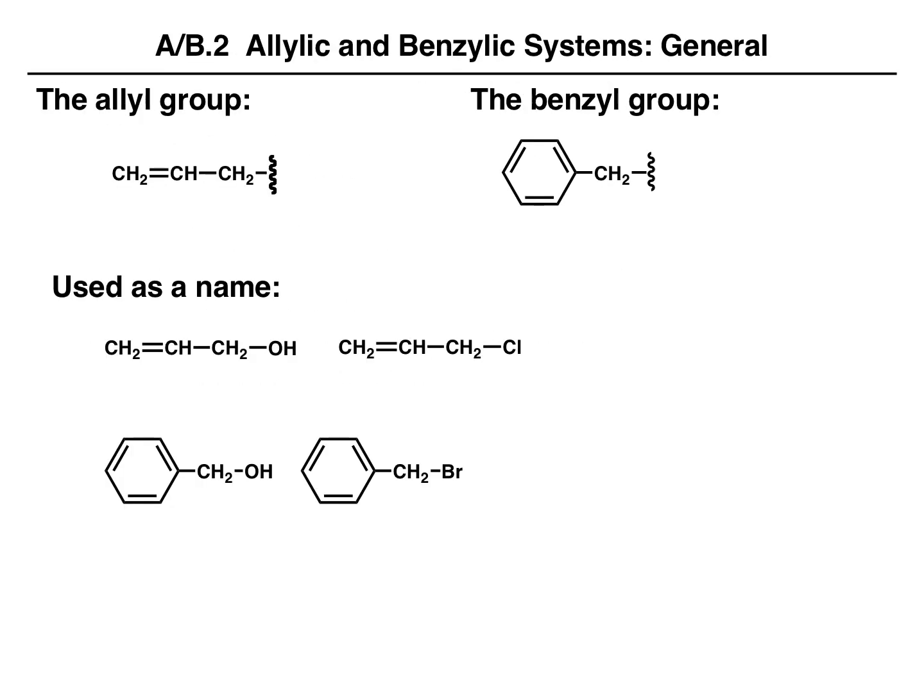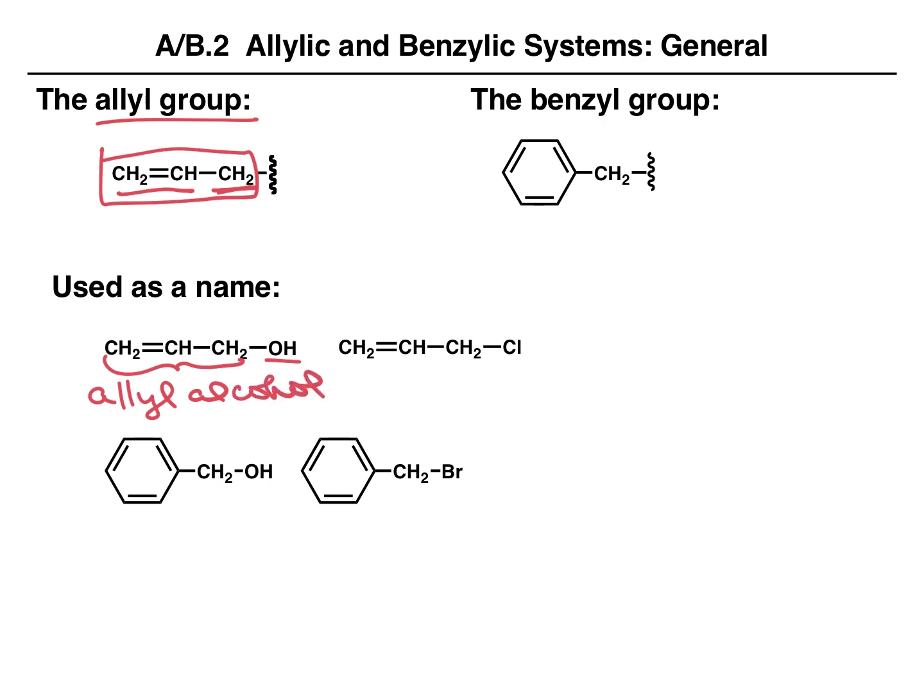Now, when we talk about the allyl group, this refers to an alkene and then the adjacent carbon. So this entire group is an allyl group. This can be used as a name, so here is our allyl group, and this is an alcohol, so this would be called allyl alcohol. And over here, this is our allyl group, and then this is a chloride, so this would be called allyl chloride.